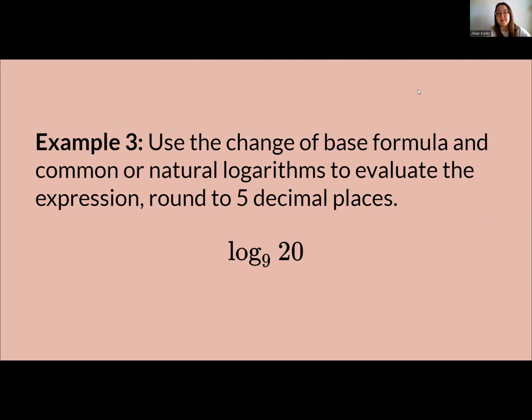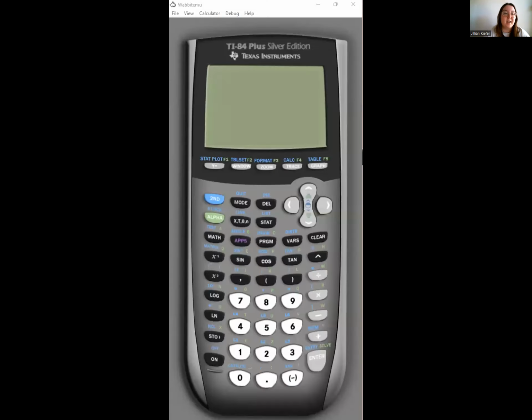This is log base 9 of 20. With our change of base formula, if we use the common logarithm, this would turn into log of 20 divided by the log of 9. So we're going to go ahead and plug that in. We'd have log of 20 divided by log of 9. We press enter, and this is our answer, 1.363416514.